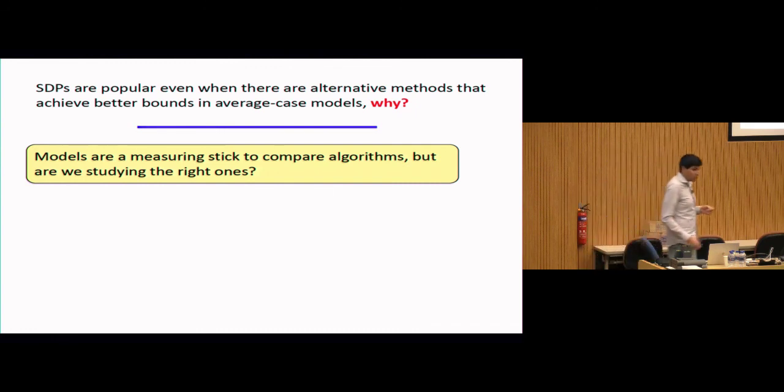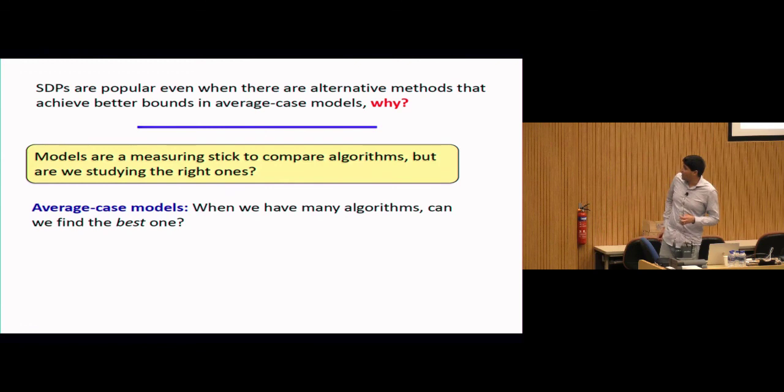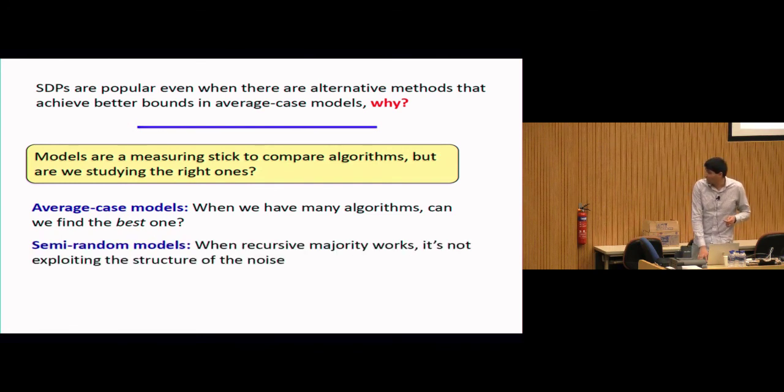We can ask the question, why are they preferred? Well, what I claim is that these models that we study, whether they're worst case or average case, are really just measuring sticks for our different algorithms. And in a lot of cases, we're missing different axes on which to measure these algorithms. So these semi-random models give us a different way of figuring out which algorithms are better than which other ones, because it's not just about reaching the information theoretic thresholds, but doing so in a way that its performance degrades smoothly.